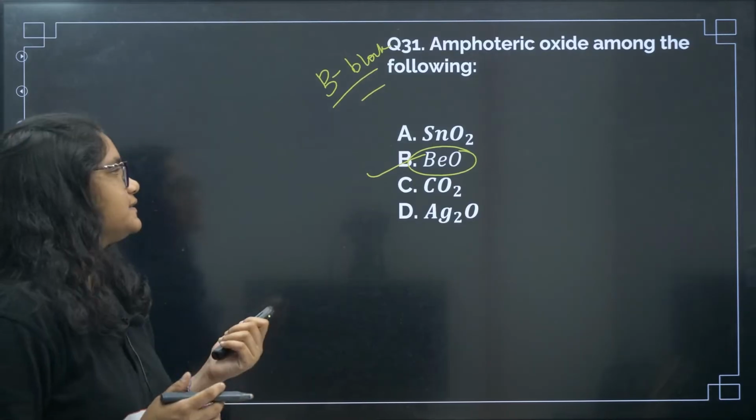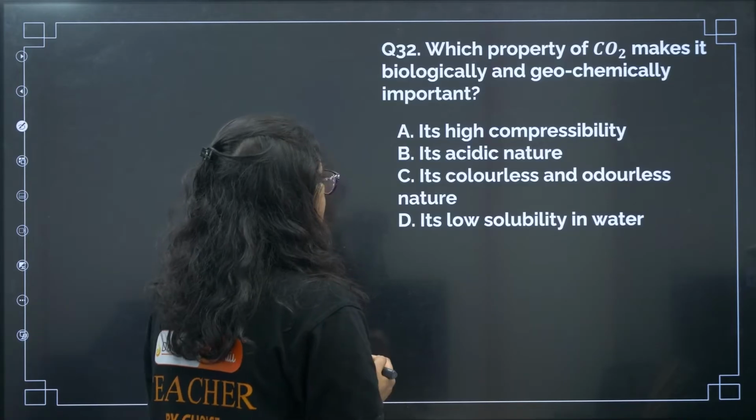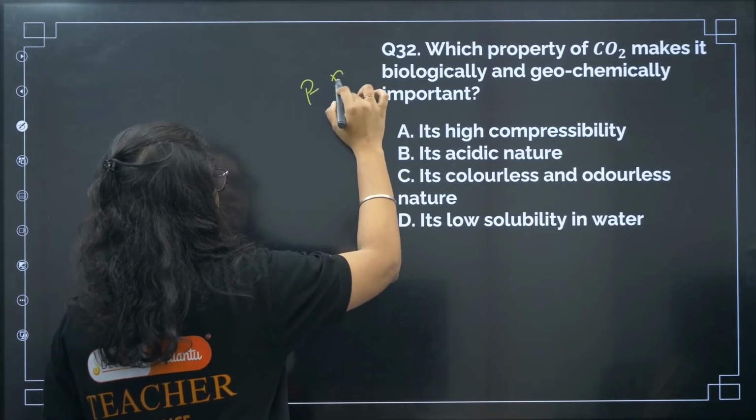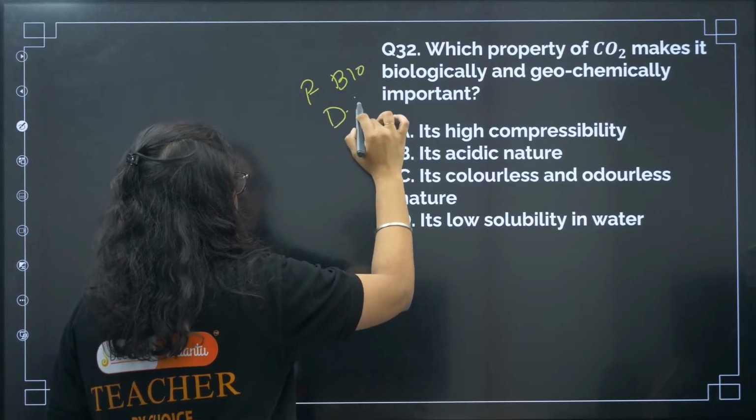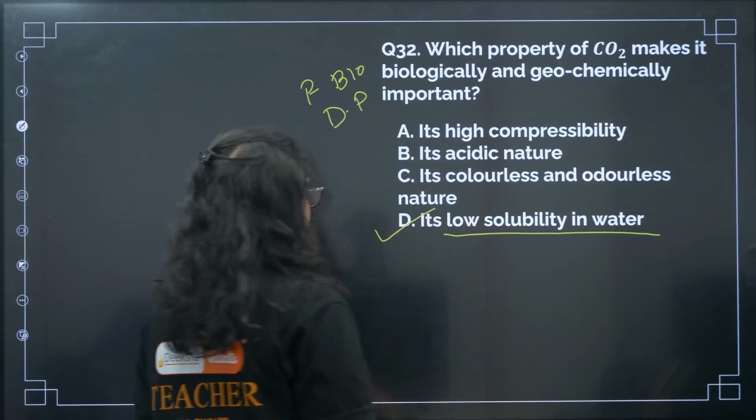Now let us see the next question, 32. Which property of carbon dioxide makes it biologically and geochemically important? This question has come from your P block, which is again the deleted portion, but I'll tell you the answer. It is due to the low solubility of CO2 in water.